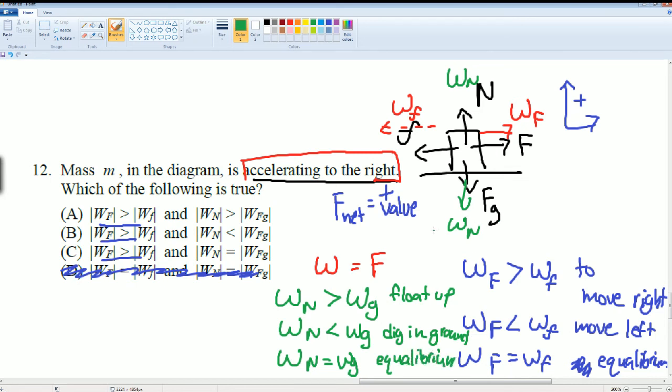So here it's stationary. So it wouldn't be this. It wouldn't be this. It's stationary, so it would be this. So the answer here would be C. All right. So there you go. Those are all your solutions.